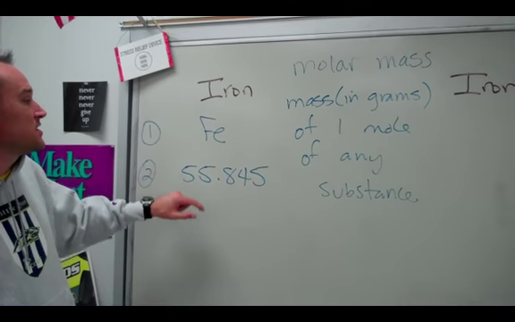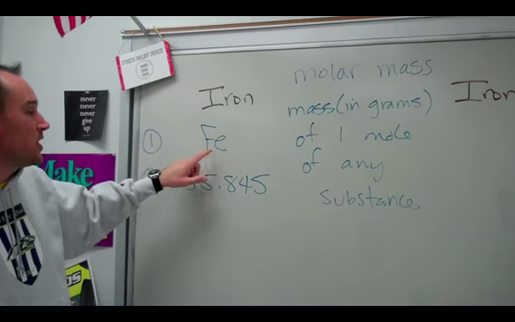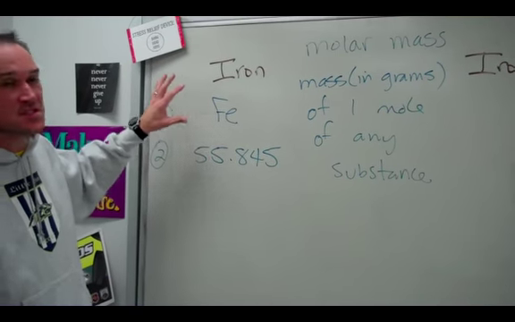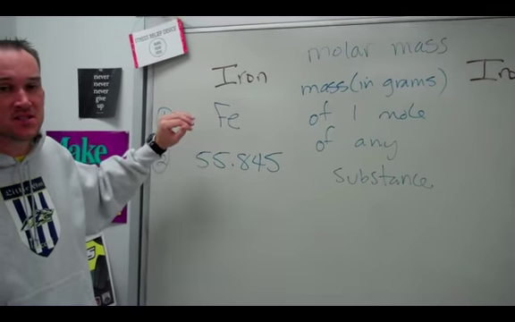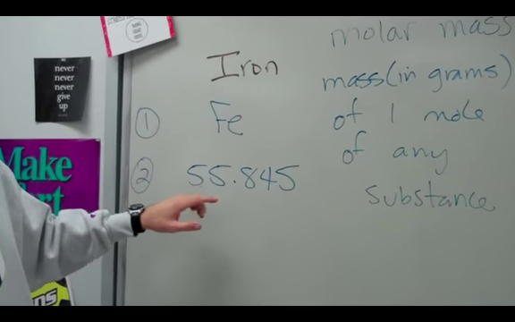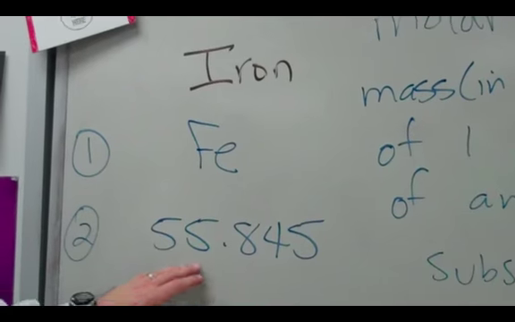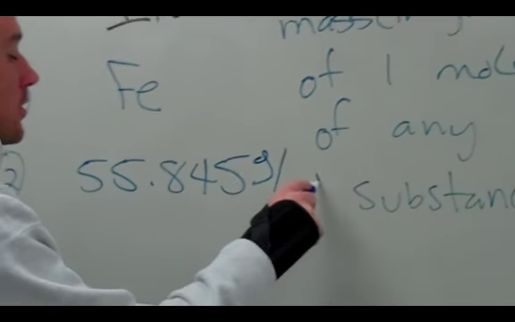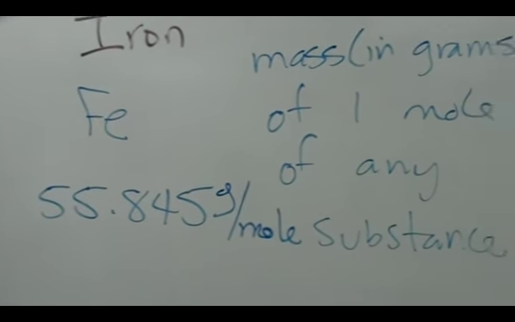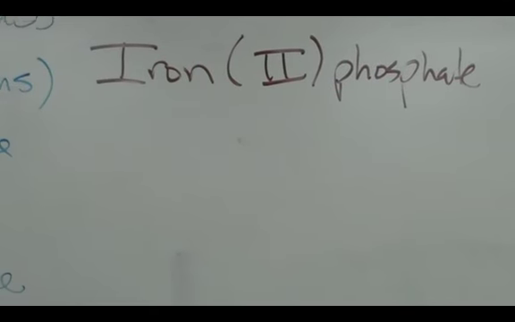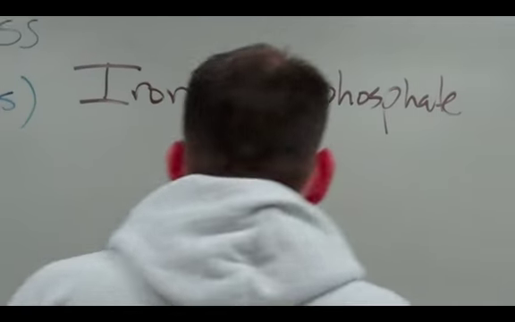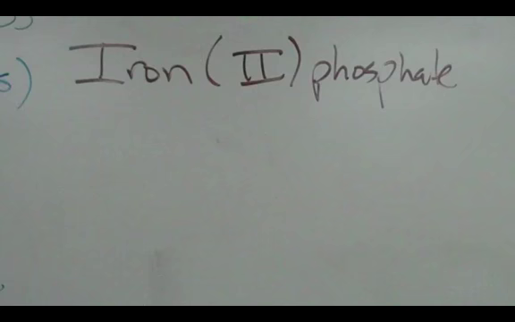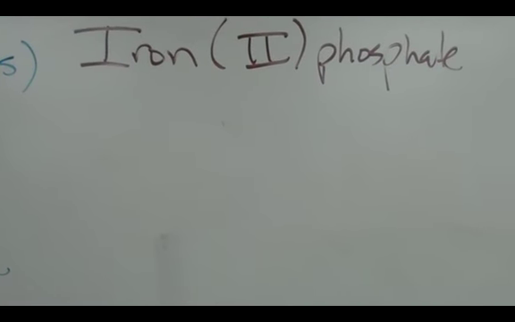Then, if there are any subscripts in your chemical formula, you would multiply them times your mass number and add them all together. For something as simple as an element, like iron, this is not necessary. This would be your molar mass for iron. The unit for this is grams per mole. If we were given a compound such as iron 2 phosphate, we would do the same process, but it would be a little more involved.